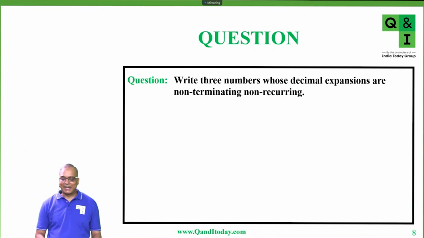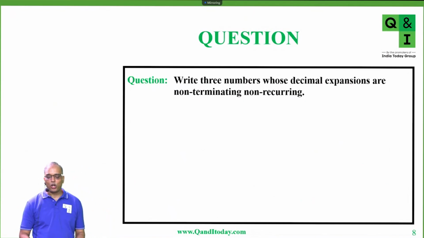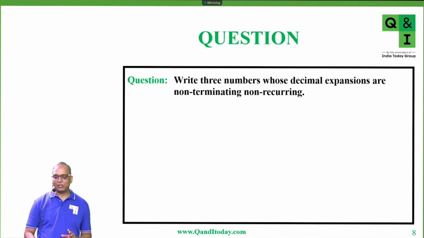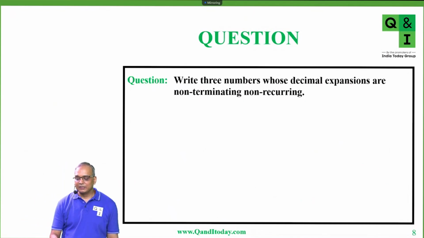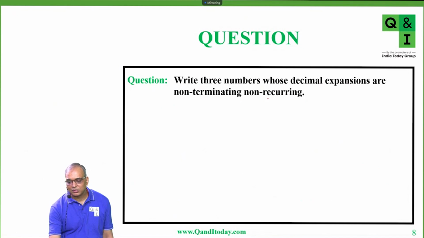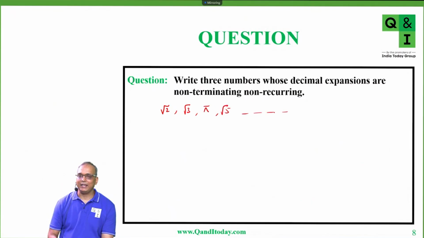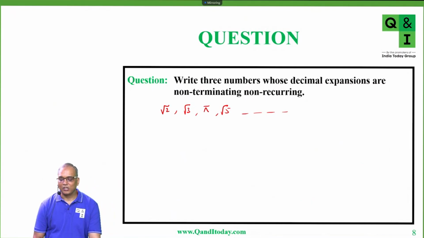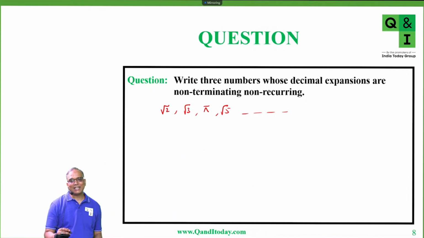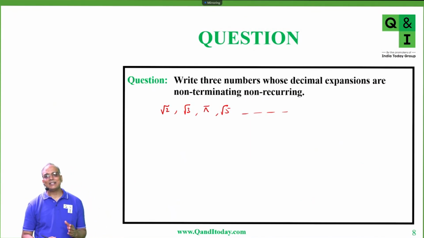The next question is, write 3 numbers whose decimal expansion are non-terminating and non-recurring. Any 3 numbers whose decimal expansion are non-terminating and non-recurring. So the numbers are root 2, root 3, pi, root 5, and so on. Right? Is it clear? It is non-terminating and non-recurring because these are irrational numbers. So for irrational numbers, the decimal expansion will be non-terminating and non-recurring.